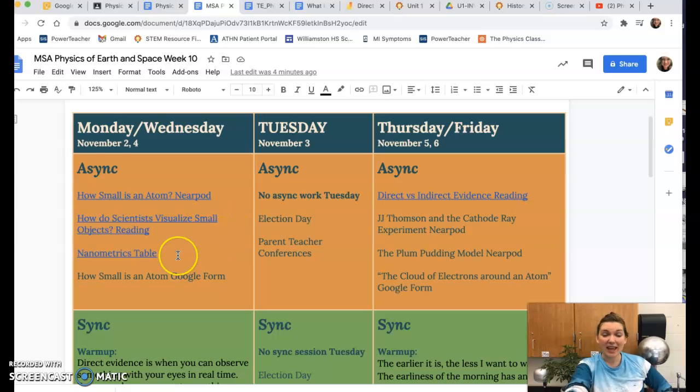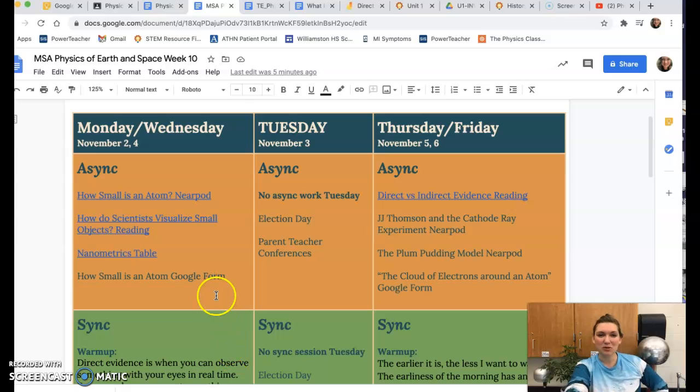All right. Then we have a special MSA activity, which is the nanometrics table. I'm going to do a video on that one for you. Basically, it's trying to put this stuff into scale numerically. So we talk about comparisons, like if an atom was the size of a sprinkle, then how big would a strand of hair be, for example? So we're going to put that into numbers, and we're going to talk about nanometers, and then we're going to do some work with that later on in the sync session.